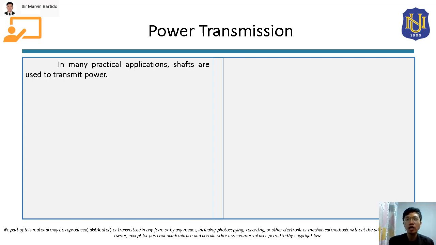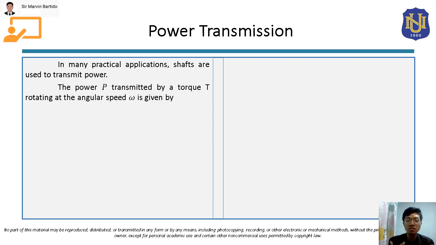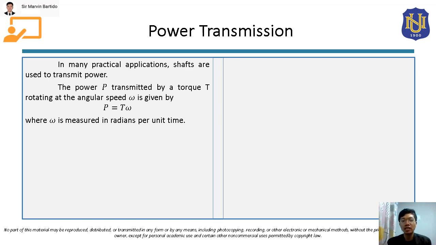Okay, so if we are going to define power, it is defined as the work performed per unit of time. The power P transmitted by a torque T rotating at the angular speed omega is given by this formula: power P is equal to torque T times angular speed omega. Omega here is measured in radians per unit time.